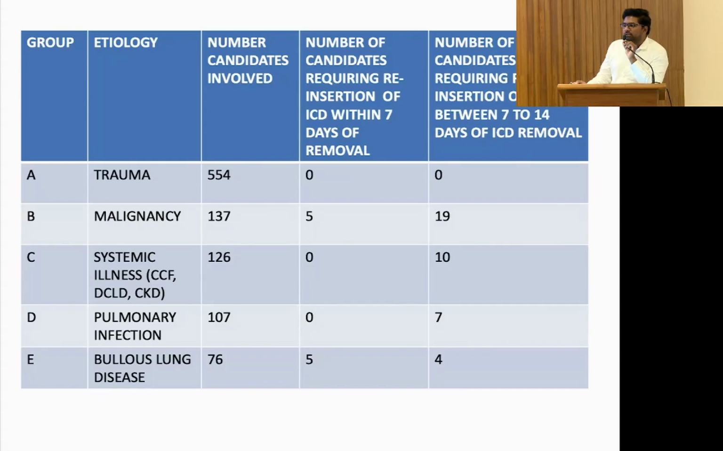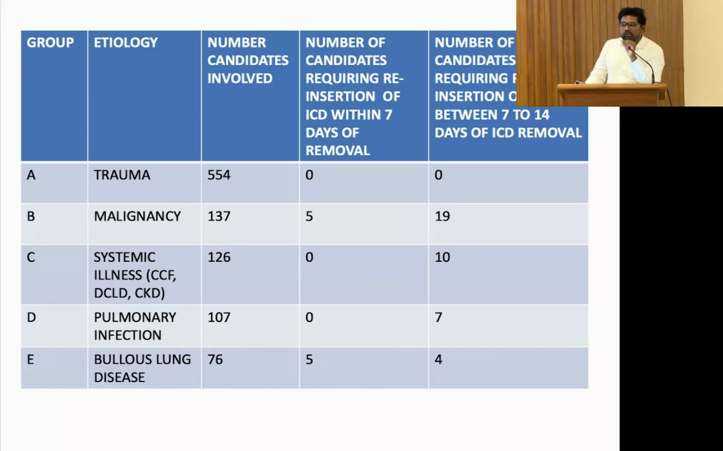So findings of the study: in group A, where traumatic etiology was there, the number of candidates present was around 554. Here there is no incidence of any reinsertion of ICD required in less than 7 days or even up to 14 days. Patients do not require any reinsertion of ICD. In group B, where malignancy is the etiology, around 137 patients were included in the study, of which 5 people required reinsertion of ICD within 7 days, and 19% required reinsertion of ICD within 14 days.